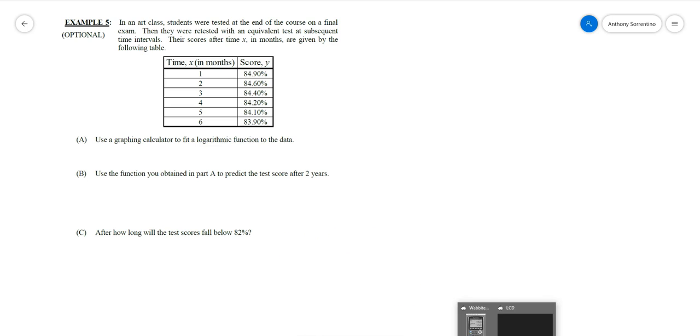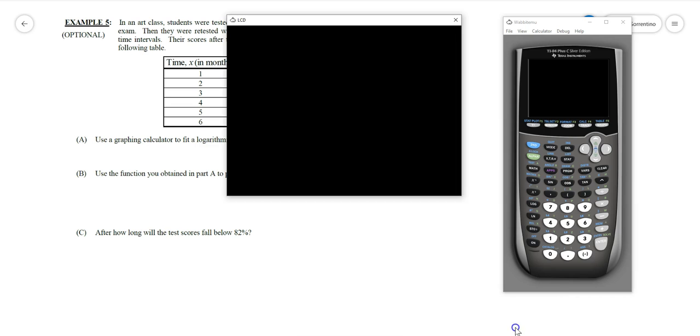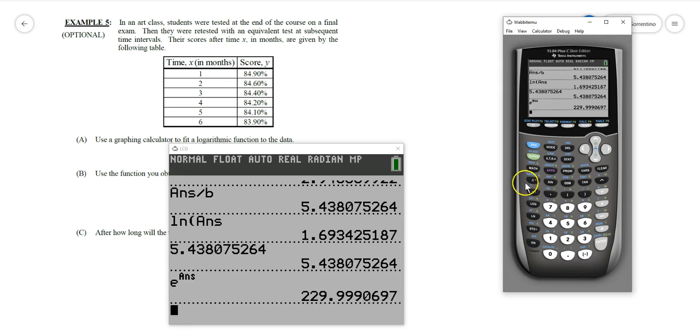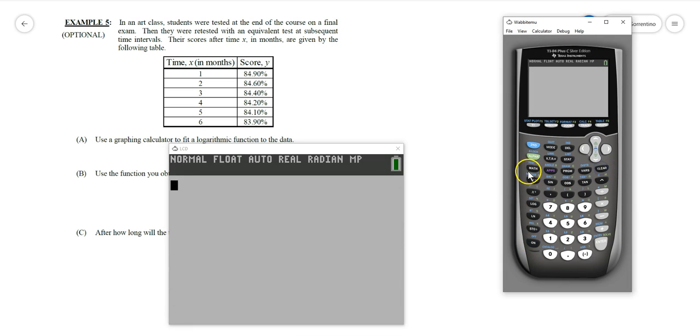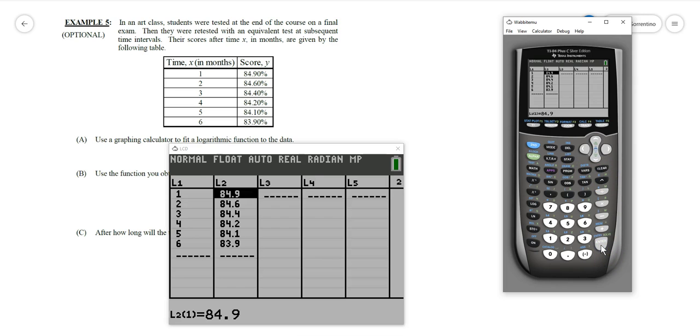I took some shortcuts already with this, and in the interest of time, I've already loaded this table into this. So if I turn it on, let's clear this a little bit. If you look under stat and under edit, I have the table already entered in the same way you see it listed here. Of course, I can't put the zeros at the end because even if I do, the calculator is going to usually cut them off anyway.